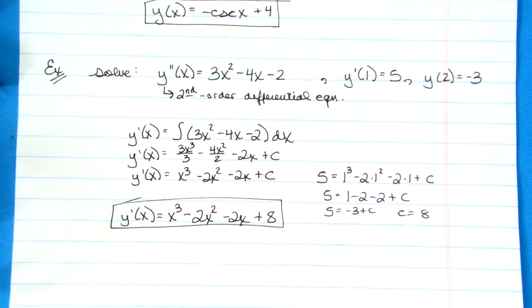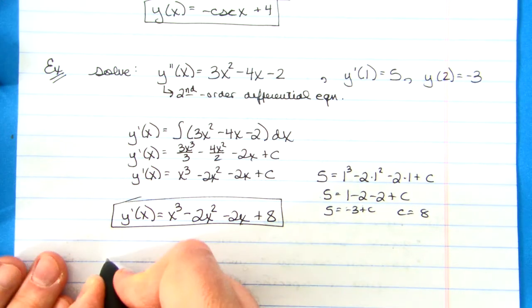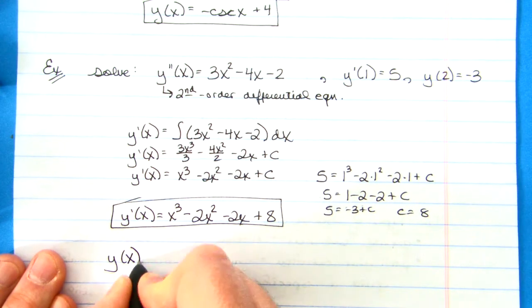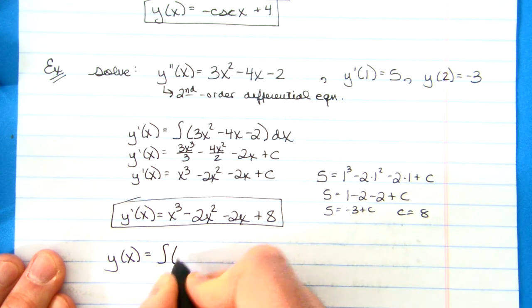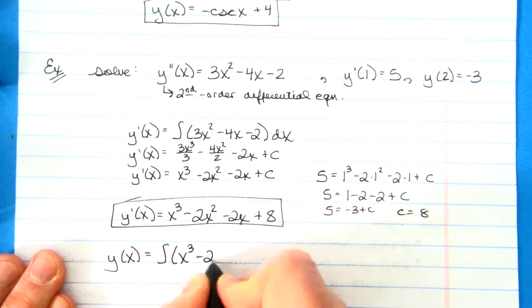Actually, I probably shouldn't have sighed there because we're not done. We're only halfway done. That was y prime. I now want to find y of x, which means you need to go and integrate this again. It's going to get a little bit messier, but that's okay. See what you can do.